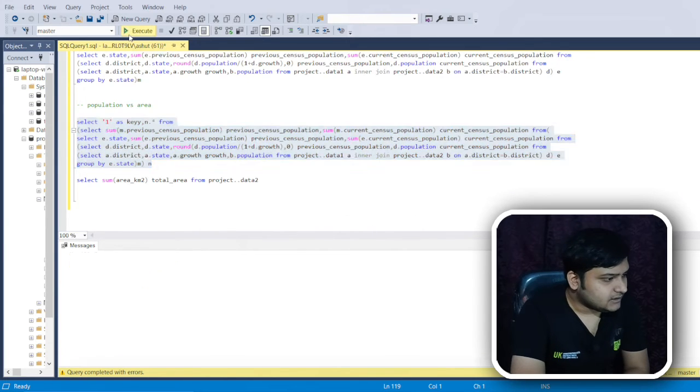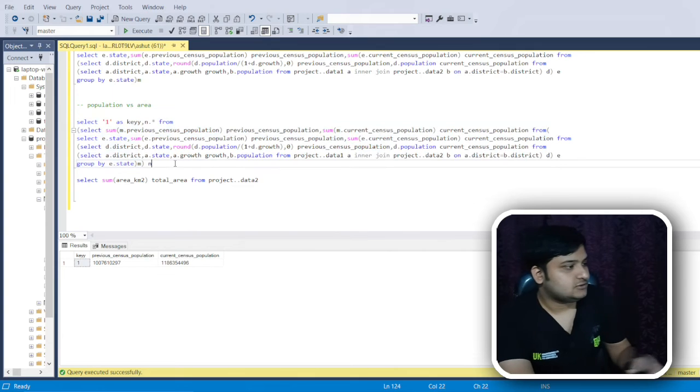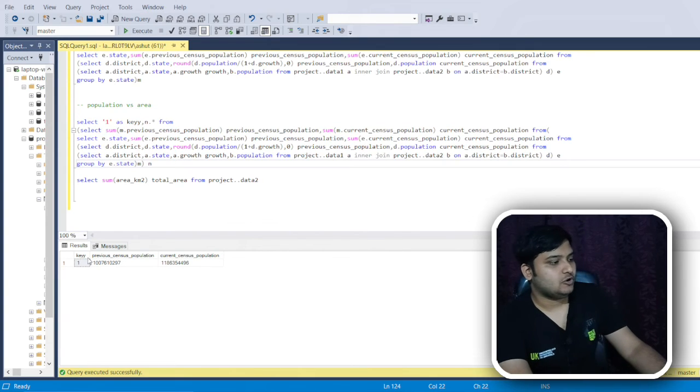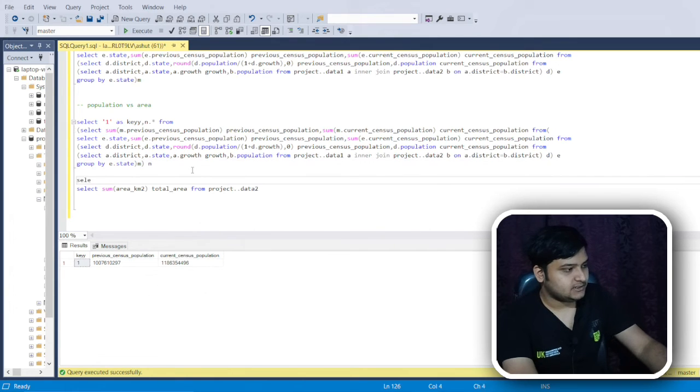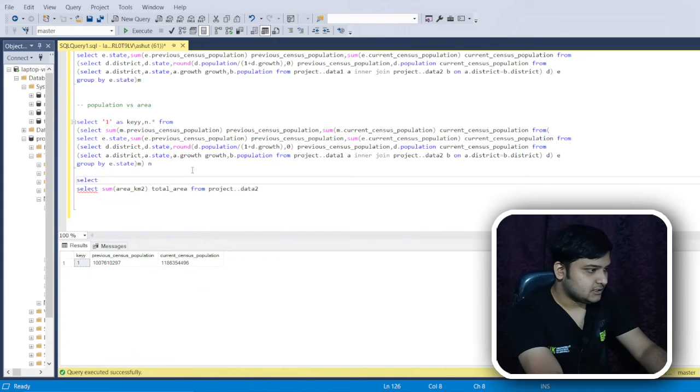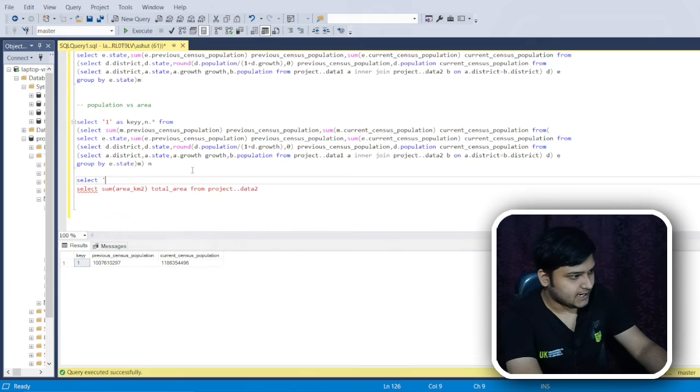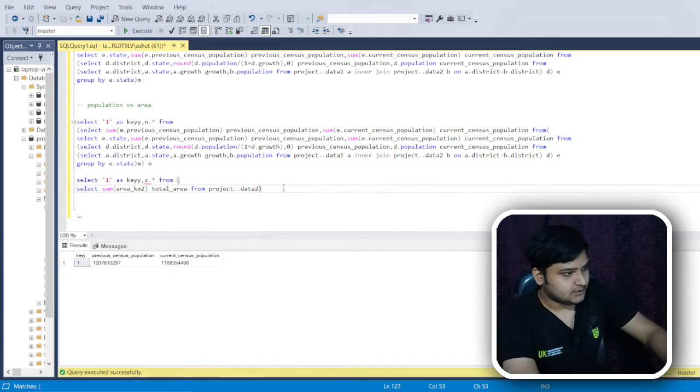Key might be a defined character value. So you can see we have added a key column, the previous census column and the current census column. Let us do the same thing here. So I would do a simple select. I would first add the key value here, and then z dot star. I would name the subquery as z, and let us run it and see what output we are getting.